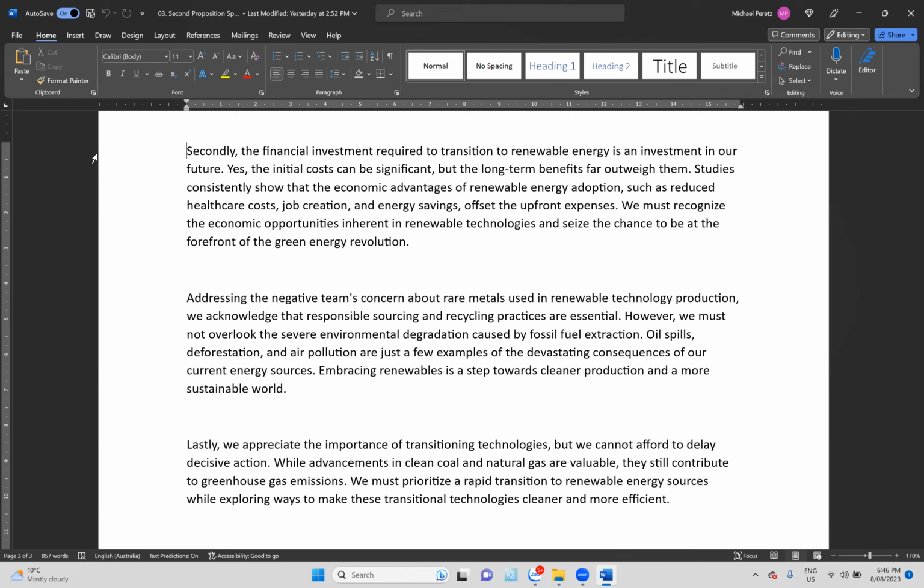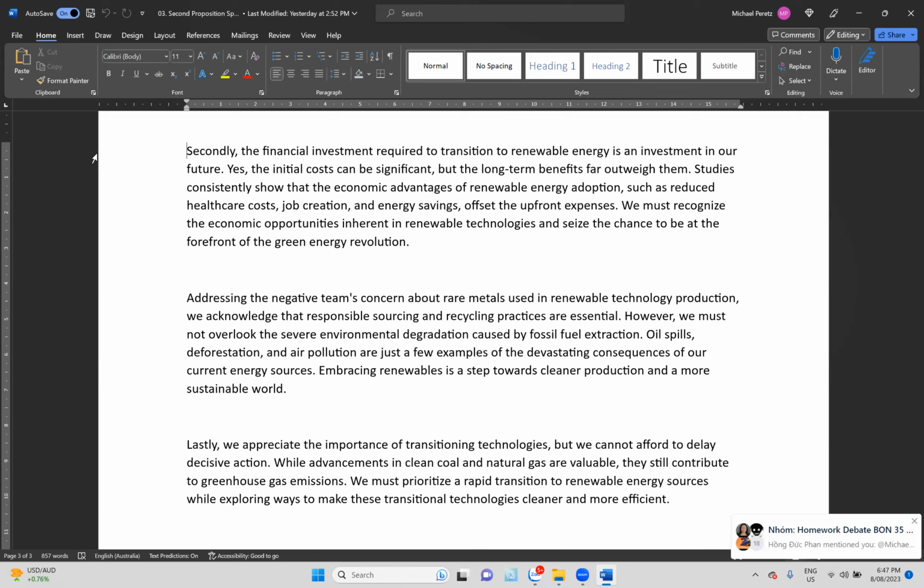We acknowledge that responsible sourcing and recycling practices are essential. However, we must not overlook the severe environmental degradation caused by fossil fuel extraction. Oil spills, deforestation, and air pollution are just a few examples of the devastating consequences of our current energy sources.